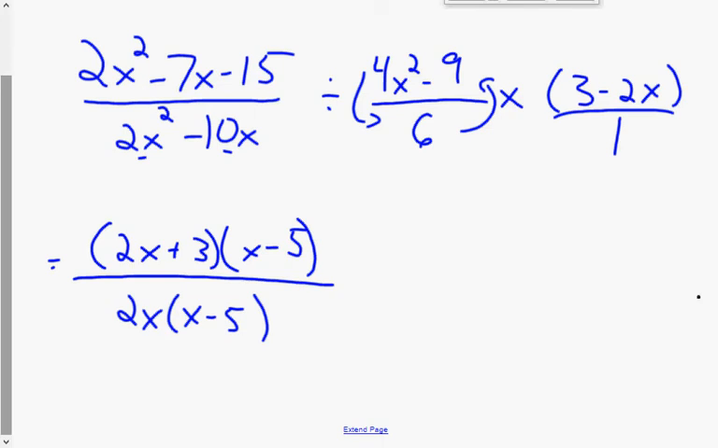Now this one I flip, so the 6 goes on top. Goes multiplication. 4x squared minus 9. That's a difference of squares. Square root of 4 is 2.